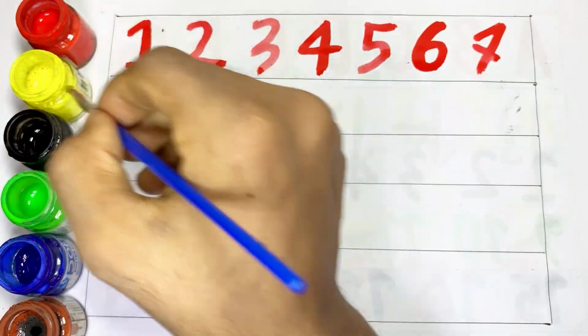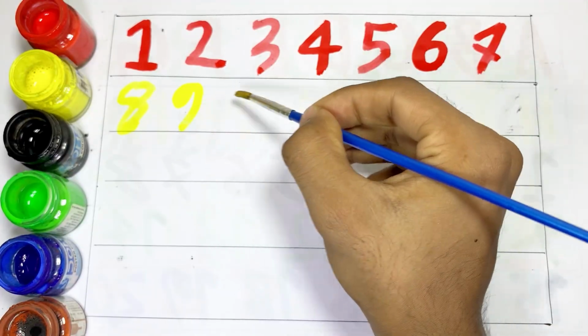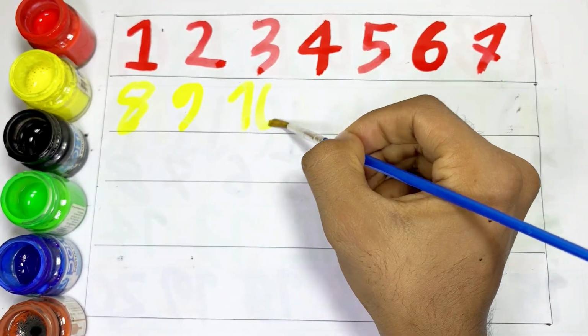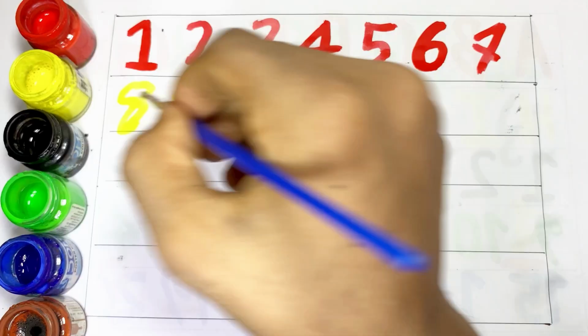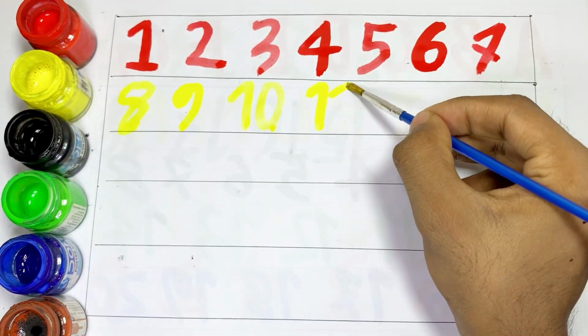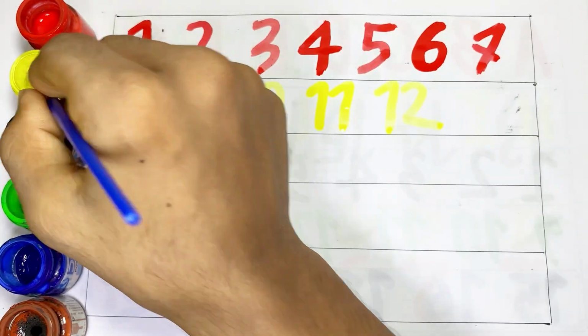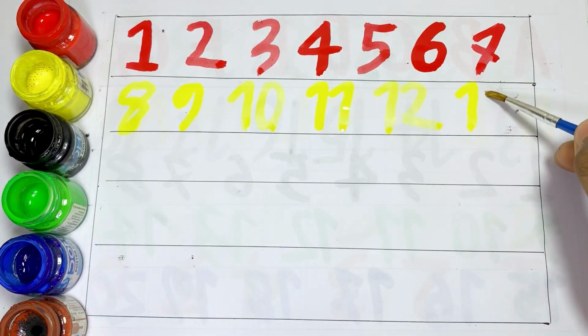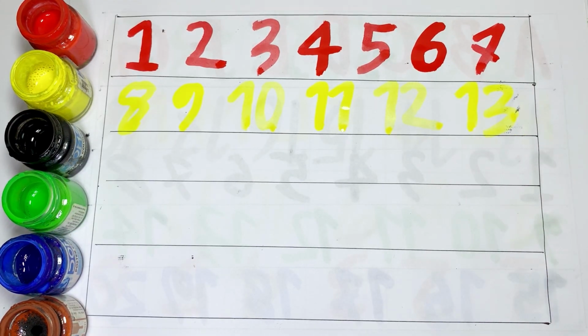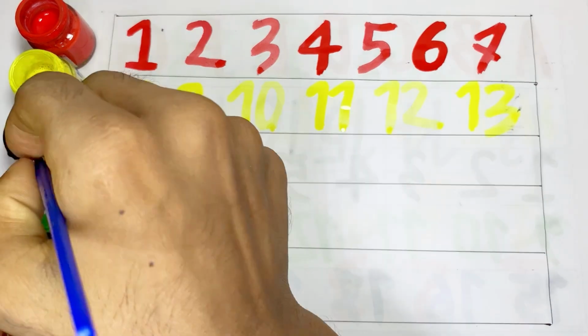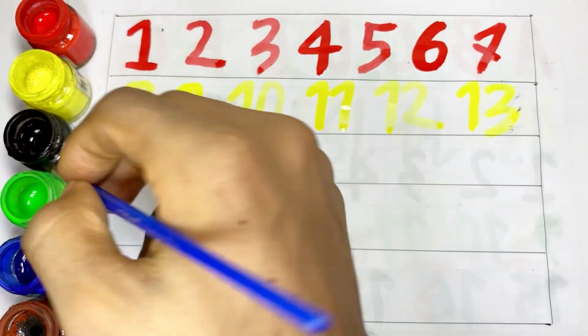Now you draw 8 and use yellow color. 8, 9, 10, 11, 12, 13. Now you draw the number 14 and use black color.